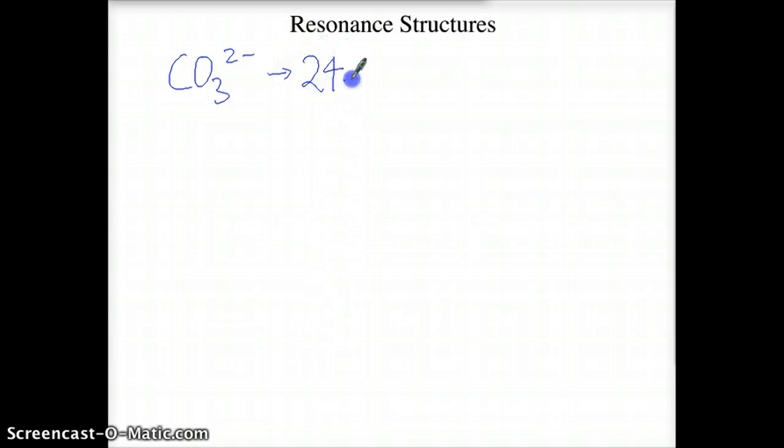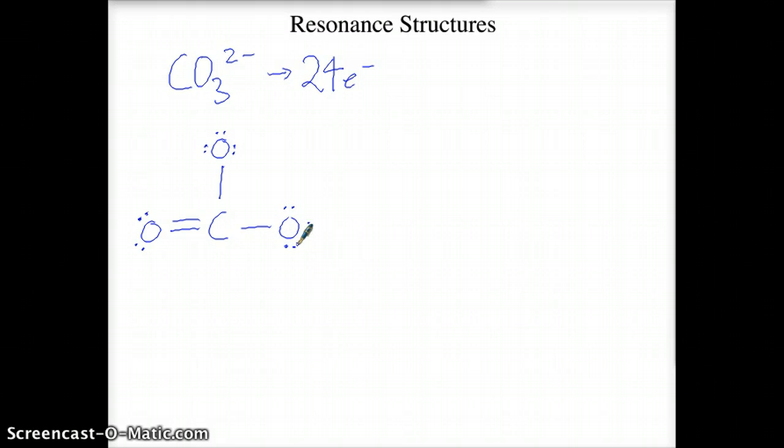It should have 24 total electrons. So if I were to draw the Lewis structure for carbonate, it would look something like this. Carbon bonded to 3 oxygens. I need to make sure that each atom satisfies the octet rule, and then I need to have 24 total. So I can move the electrons around, but eventually I'm probably going to end up with a structure that looks something like this.